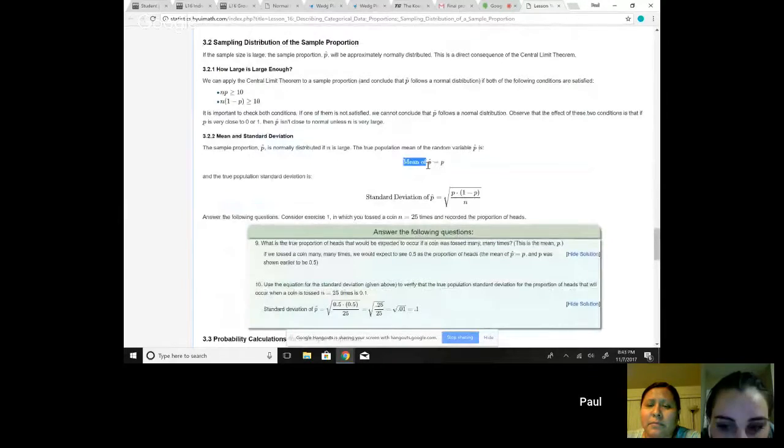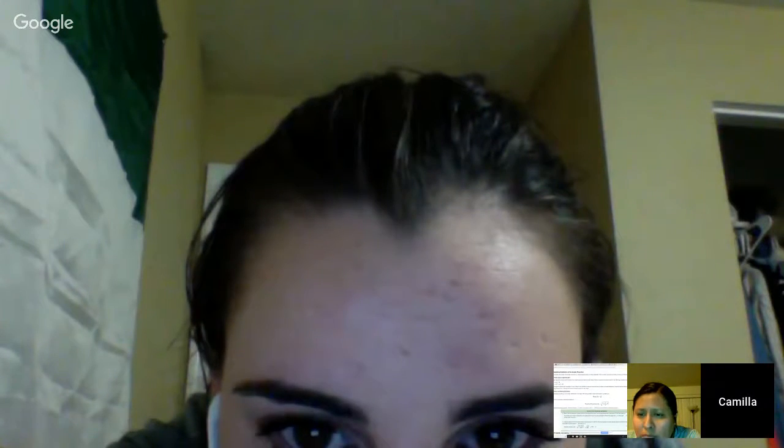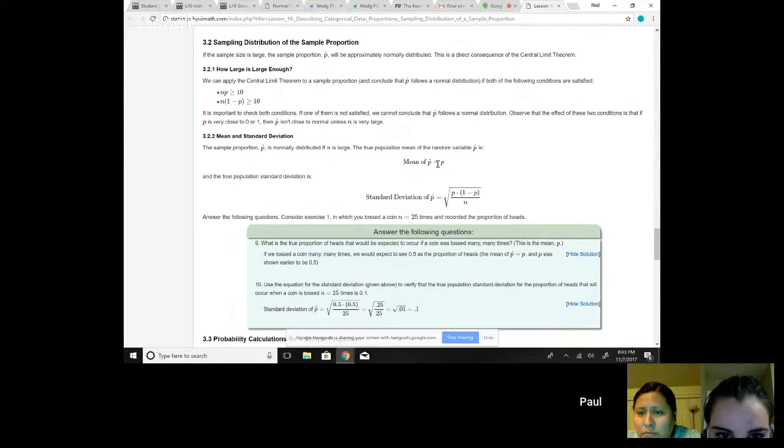Right here, this is basically what you need. The equation gives us P, which is 0.4. This equation works forwards and backwards. So if P equals 0.4, then P hat is 0.4, according to that formula.